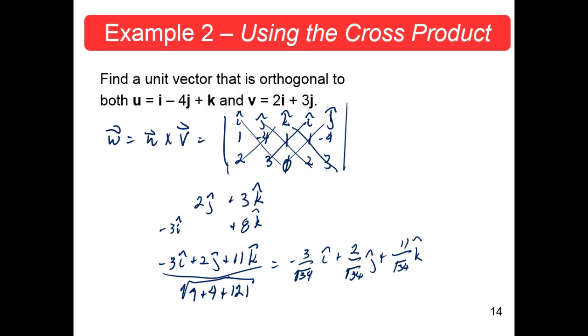If you needed to confirm that as a unit vector, then do the sum of the squares of these three components. Minus times minus is plus, so that would be 9 over 134, because square root of 134 times square root of 134 is 134, plus 4 over 134 plus 121 over 134.